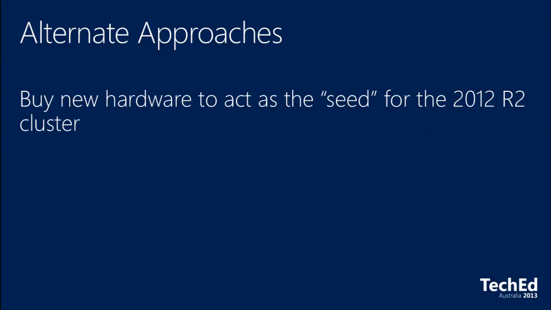You can also buy new hardware to act as a seed. So, let's say you've got, say, a 5-node cluster. Maybe what you want to do is just buy one new server. Buy one new server, eject one server from your 5-node cluster, create a 2-node cluster. And now you're able to do the process with maintaining availability throughout.